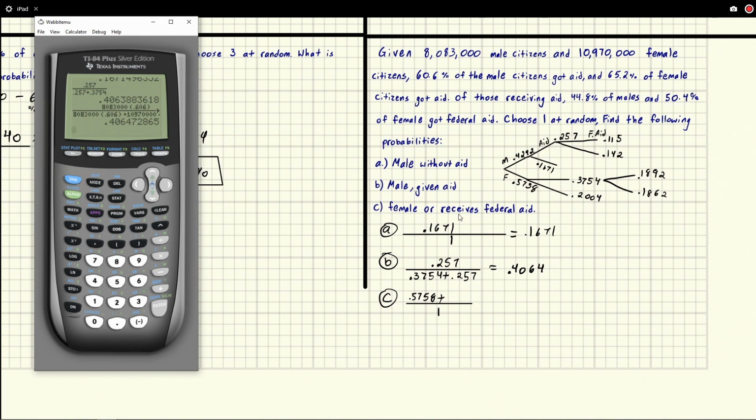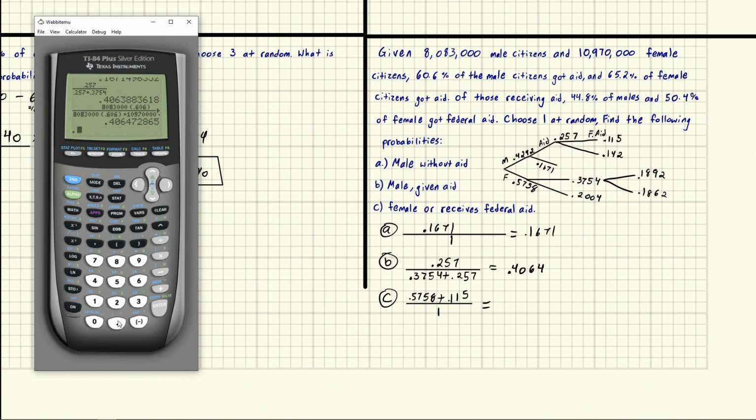So now we only need to worry about males that get federal aid. Well, here's males given aid, given federal aid. So the only males that get federal aid are 0.115. So that's going to be 0.5758 plus 0.115. And we get out 0.6908.